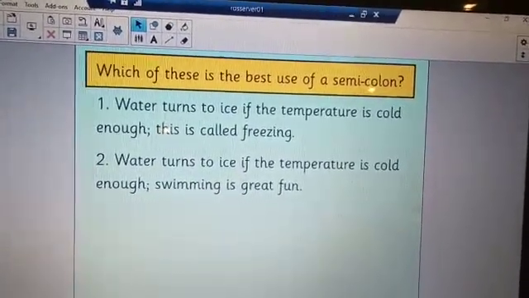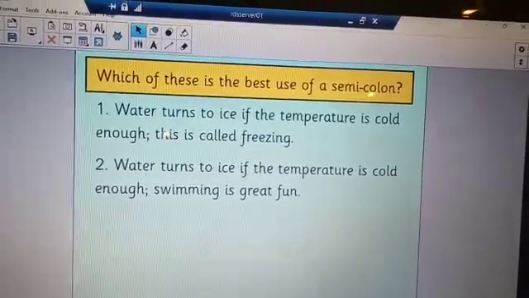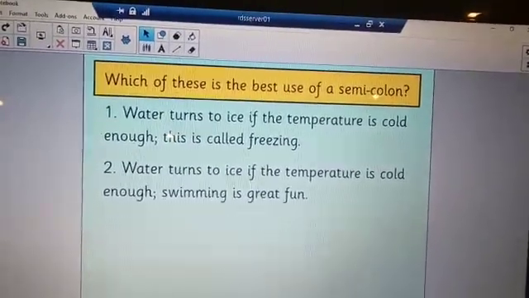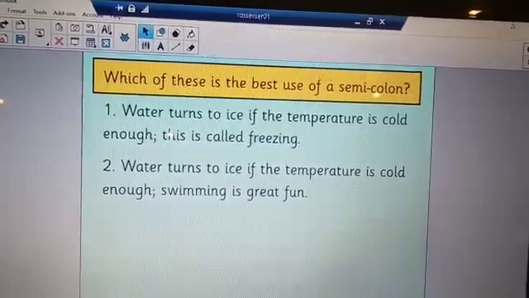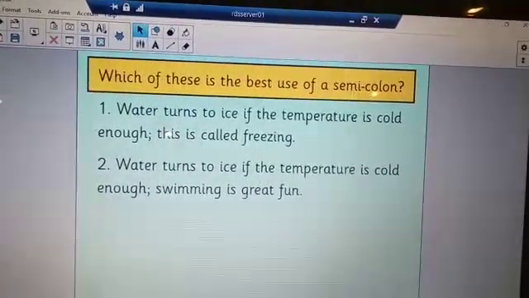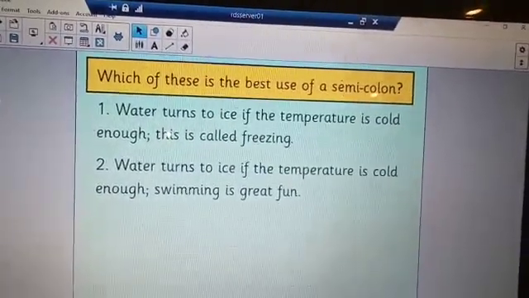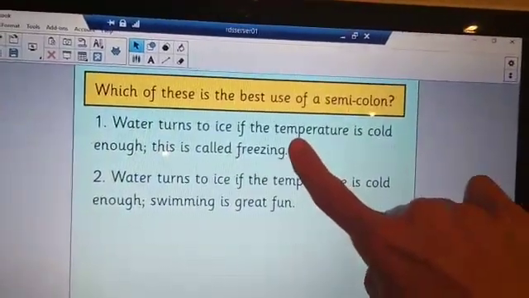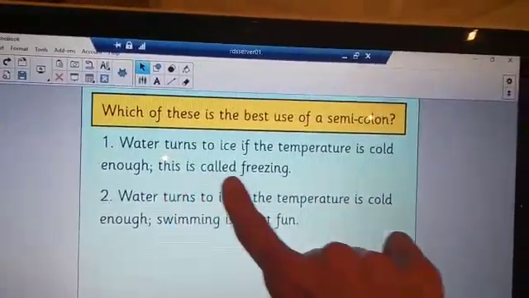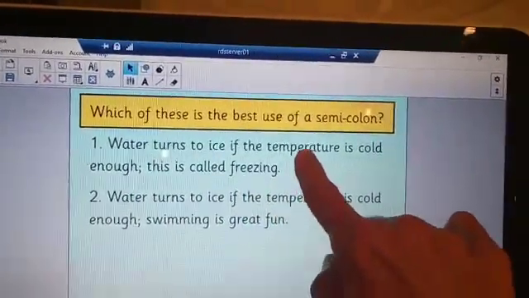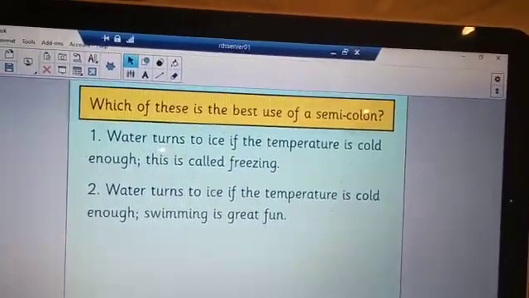1. Water turns to ice if the temperature is cold enough. This is called freezing. 2. Water turns to ice if the temperature is cold enough. Swimming is great fun. Well done if you thought number 1 was the correct answer. This is called freezing. It tells us more about the temperature getting cold and water turning to ice.